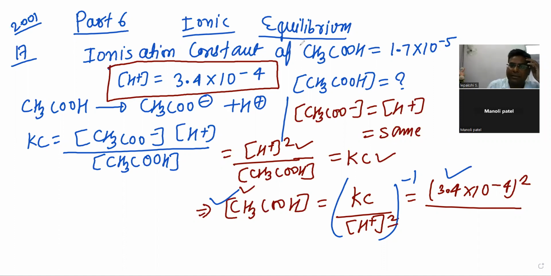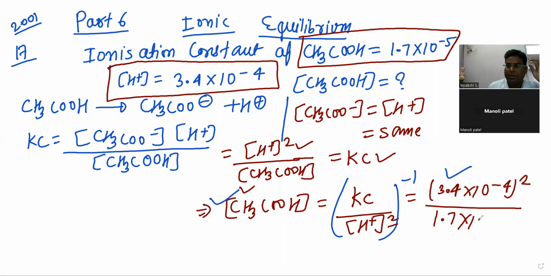The value of Kc is given. This is the Kc value of acetic acid, 1.7 into 10 raised to minus 5. Now calculate, and you will get the concentration of acetic acid, which will be 6.8 into 10 raised to minus 3. So this is the answer. Please write this explanation.